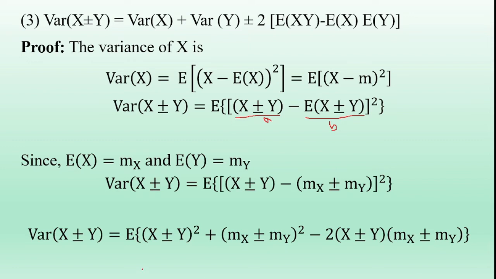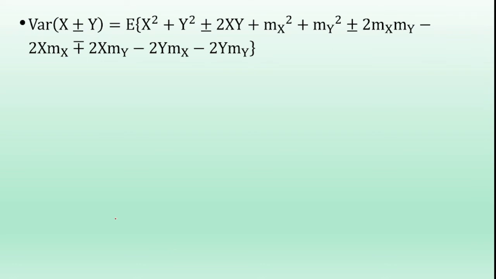Now here applying the a plus or minus b whole square expansion, and here also applying the a plus or minus b whole square expansion. Now we are multiplying x plus or minus y into mx plus or minus my, these two terms. Therefore, in the RHS, the expectation of the first term, x plus or minus y whole square, is x square plus y square plus or minus 2xy, and the second term is mx plus or minus my, whose expansion is mx square plus my square plus or minus 2mx my, minus 2.